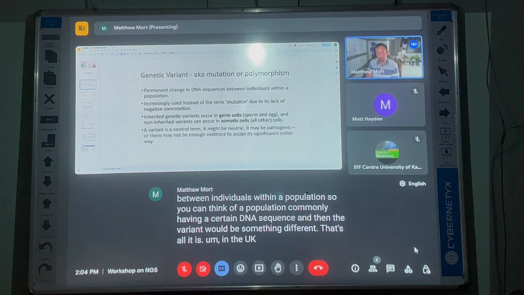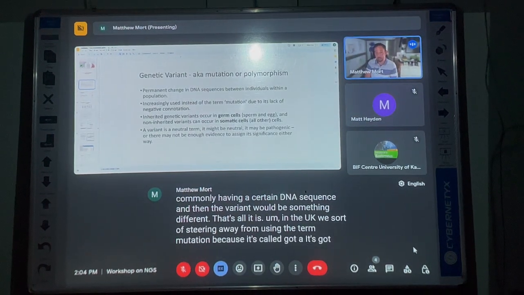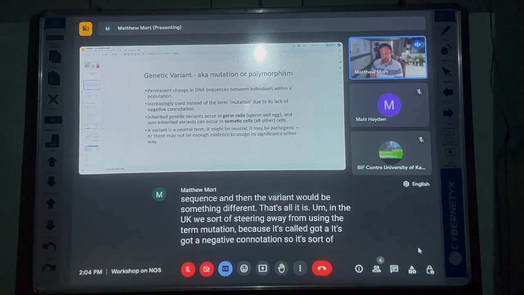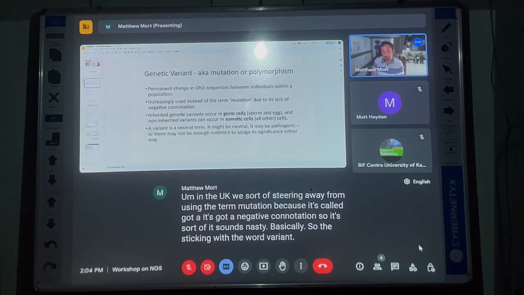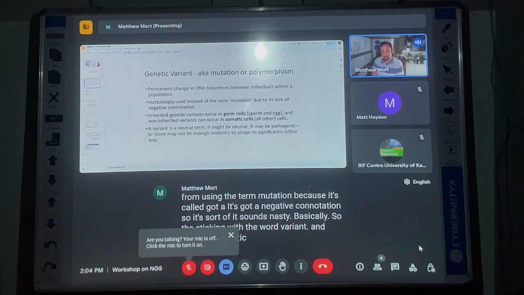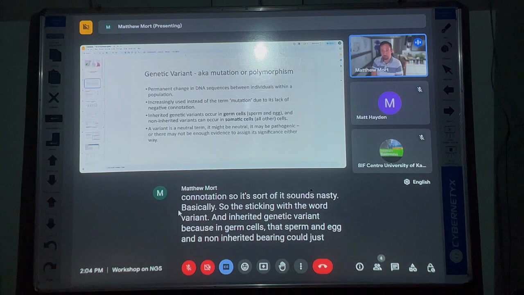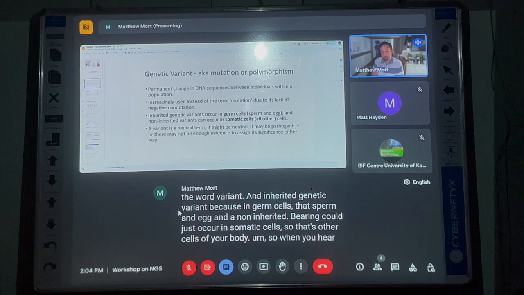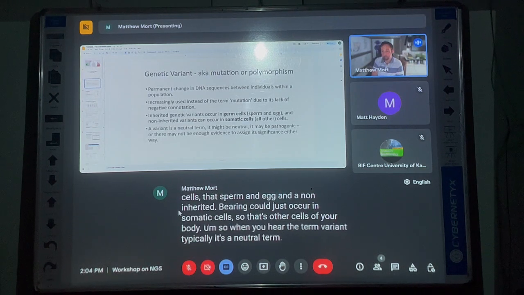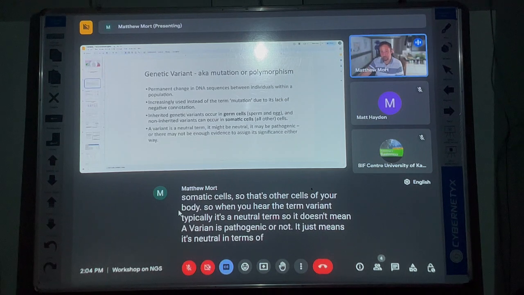In the UK, we're steering away from using the term mutation because it has a negative connotation. It sounds nasty, basically. So they're sticking with the word variant. An inherited genetic variant occurs in germ cells, that's sperm and egg, and a non-inherited variant could just occur in somatic cells, that's other cells of your body. When you hear the term variant, typically it's a neutral term, so it doesn't mean a variant is pathogenic or not. It just means it's neutral in terms of disease pathogenicity.